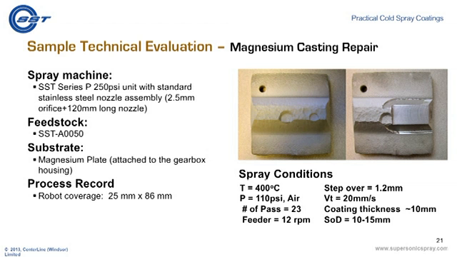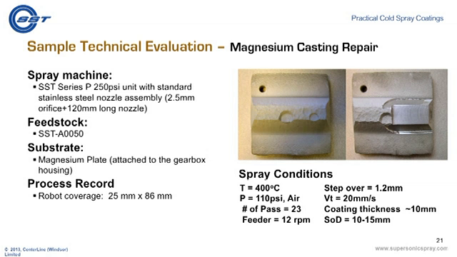We're going to use a stainless steel nozzle assembly with a 2.5 millimeter orifice, and the nozzle is 120 millimeters long. The feedstock here, the powder, is SST's A050. The substrate's a magnesium plate and it's attached to a gearbox housing. We're going to have our robotics cover an area approximately 25 millimeters by 86 millimeters.